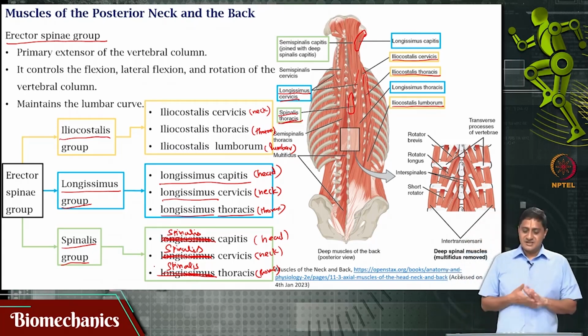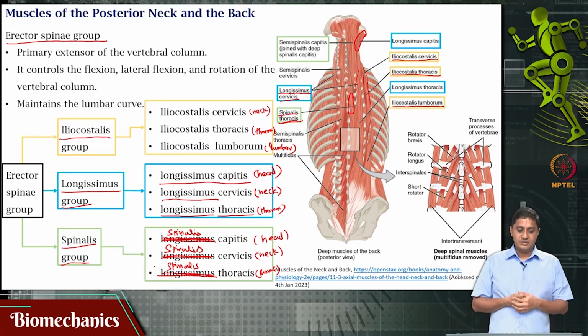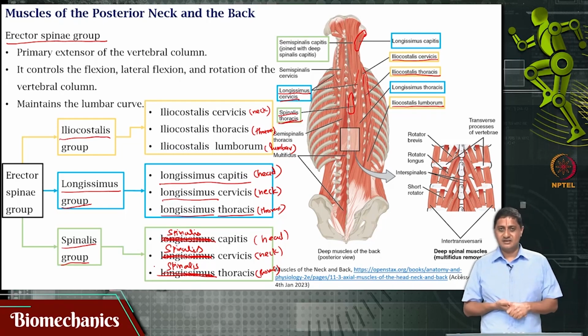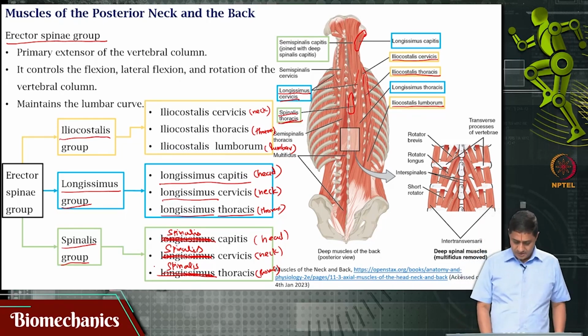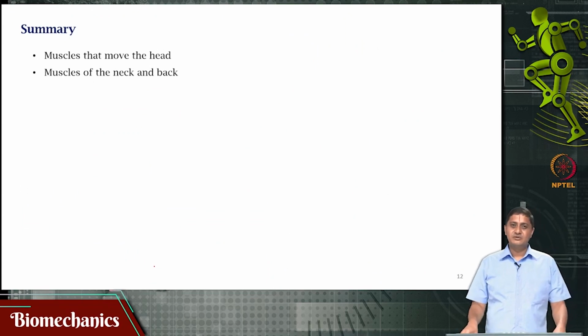These are the various muscles that together constitute the erector spinae group, the largest muscle, and those that form the muscle mass at the back. With this we come to the end of this video. In this video we saw muscles that move the head and muscles present at the neck and the back, and in particular we looked in good detail at the various subparts of the erector spinae group. Thank you very much for your attention.